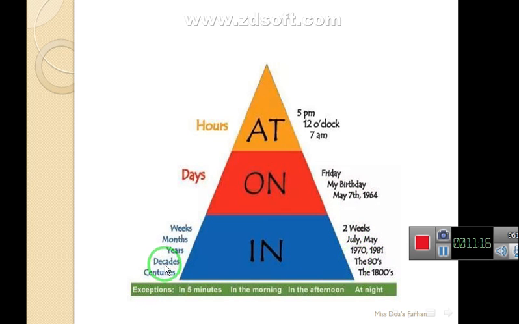decades اللي هو العقود. okay centuries اللي هي القرن. for example here in the 20th century في القرن العشرين. في معي here exceptions تحت مكتوب بخط صغير، اللي هي الاستثناءات. in 5 minutes، لما أقول يعني خلال 5 دقائق فبقول in 5 minutes. in the morning, in the afternoon، لكن at نستخدم معاها night.